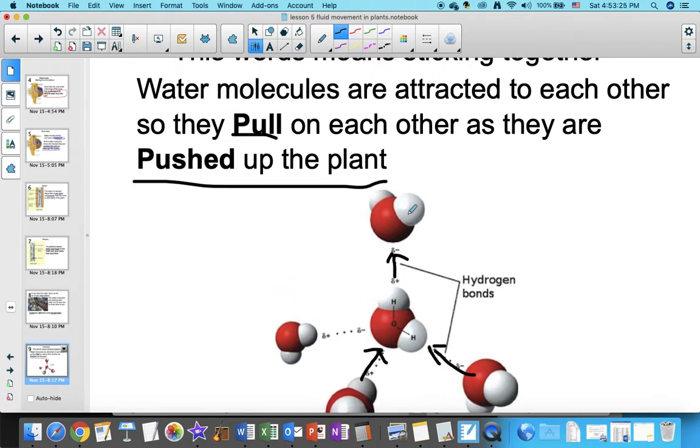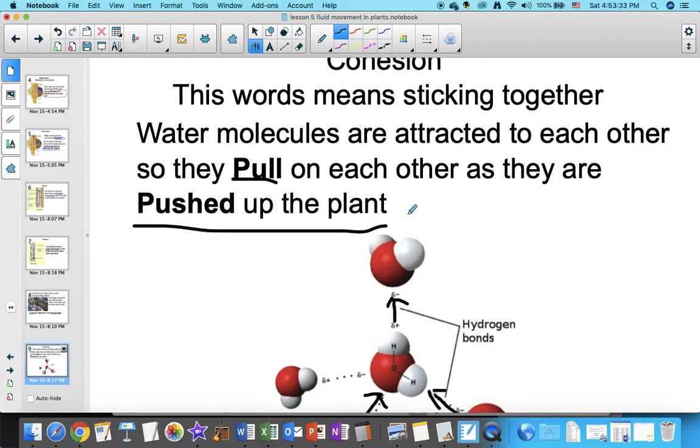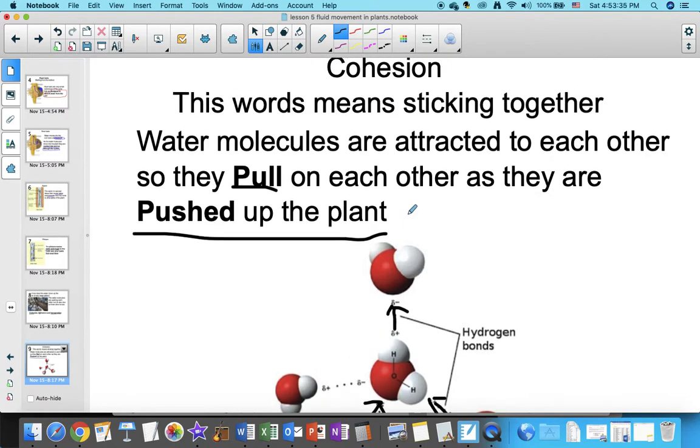So you have this push and pull effect, right? As water molecules keep building up, they're attracted to each other. And so as they move up, they pull other molecules up. So water molecules are attracted to each other, and because they're attracted to each other, they pull on each other. And so when molecules of the same kind, like water molecules, are attracted to each other, we call it cohesion, right? Molecules of the same kind that are attracted to each other, it's called cohesion.